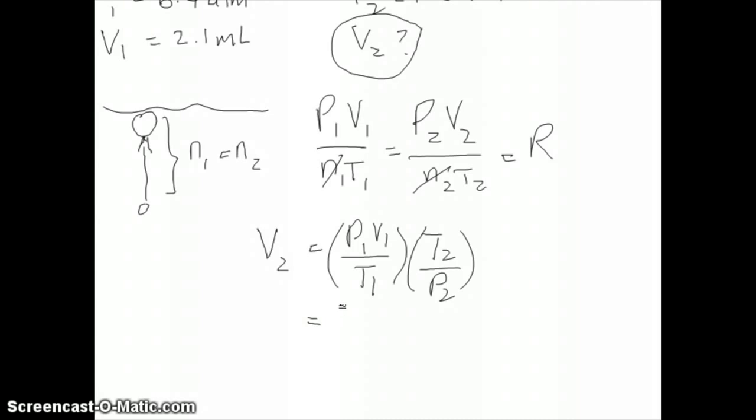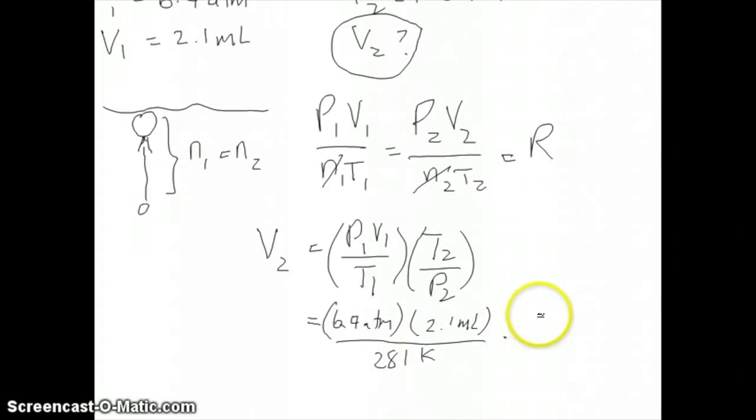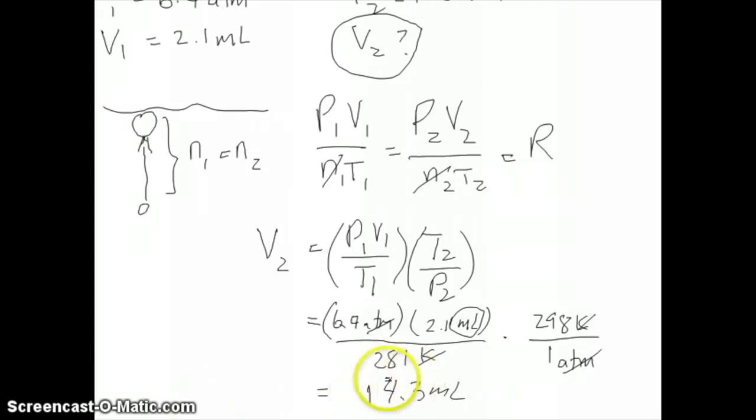Okay, so I'm going to plug these numbers in here, starting with my P1 V1 T1. Okay, so the P1 is 6.4 atmosphere. The volume 1 in this case is 2.1 milliliters. Temperature 1 in this case is 281 Kelvin. Okay, so that's appropriate units. And then the second factor, T2, is 298 Kelvin. And then I have 1 atmosphere as the second pressure. Now you notice what happens is the correct units cancel out, kelvins and atmosphere, leaving me with just units of milliliter. I want to point out that if you were to calculate it, you should get a value of around 14.3 milliliters.